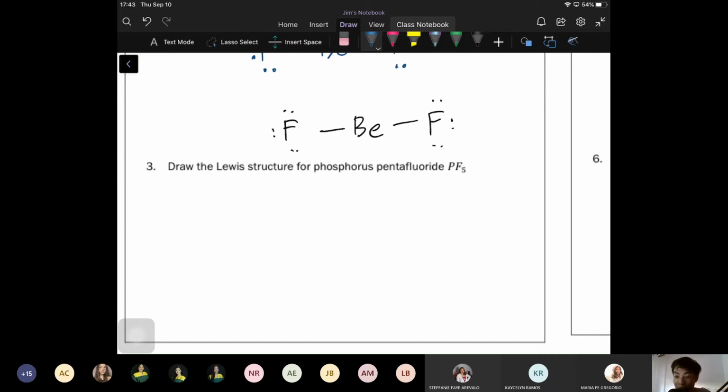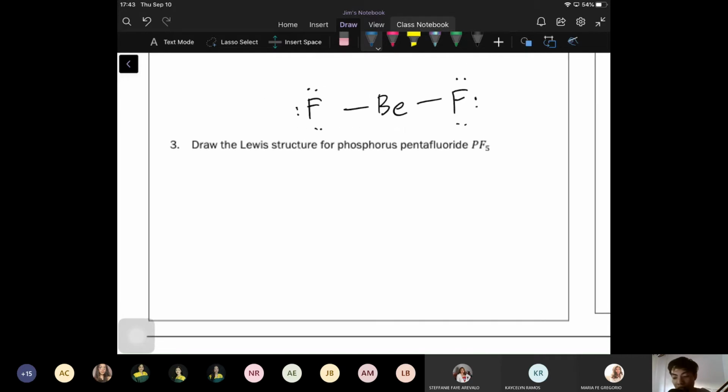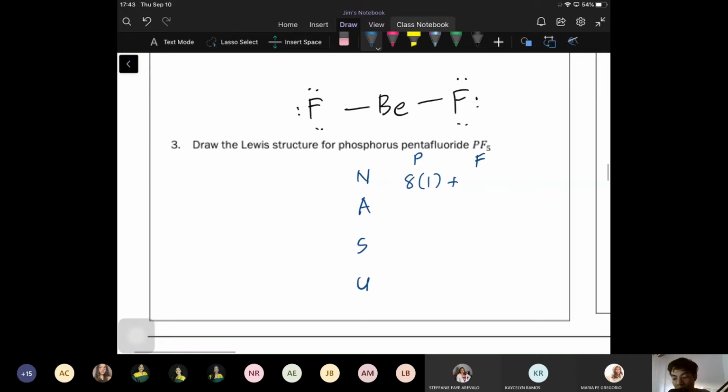Okay, para sure tayo, gagawin ko yung NASO rule muna, para kung nagtataka kayo, baka pwede naman. Hindi pwede yan. Gagawin ko yung NASO rule just to prove na hindi gagana yung NASO rule dito. So, phosphorus is in p orbital, so 8 yon. It will follow dapat the octet rule. So, 8 times 1, fluorine, octet rule yan. 8 times 6, 48. Tama ba?